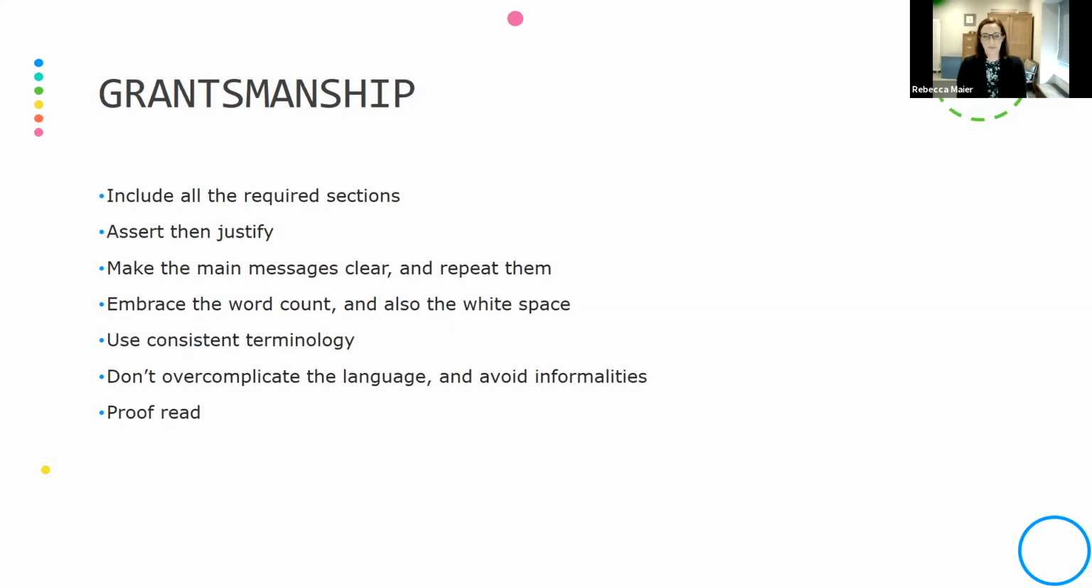Every grant, every funder has a slightly different system and slightly different application form. So it's important that you understand that for the particular grant you're applying to, and make sure that you do include all the sections that they require. There's often large free text fields, but within that there's expectations about what's needed. You make sure that you do assert and then also justify why you've made a certain assertion. Be very, very clear about what your main messages are, and as needed, repeat those. If they're important, they should be repeated.